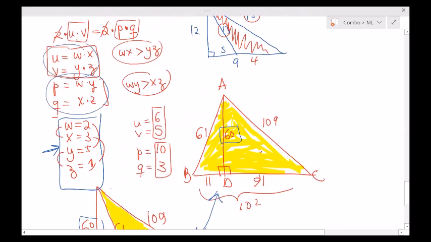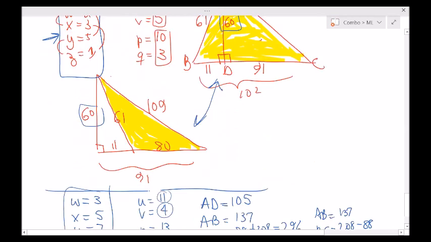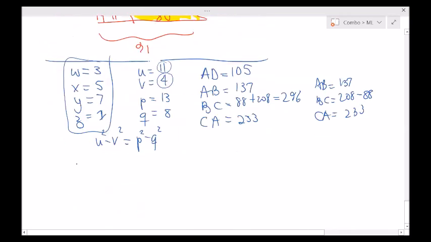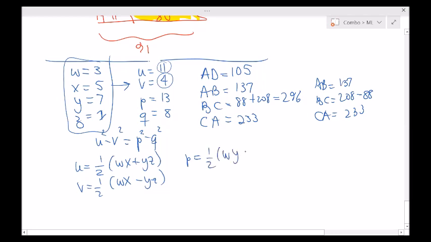For u, we did a small trick. The parameterization is this, just in case. Let me write out the whole thing, so in case you wonder where we got from here to here. It comes out like, so u comes out as 1/2 (wx plus yz). V is 1/2 (wx minus yz), and p and q are basically the same. P is 1/2 (wy plus xz), and q is 1/2 (wy minus xz).